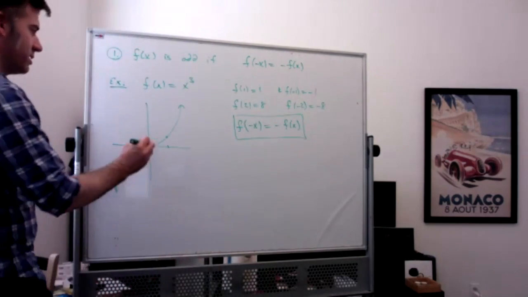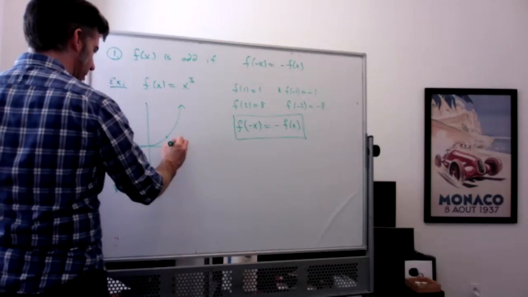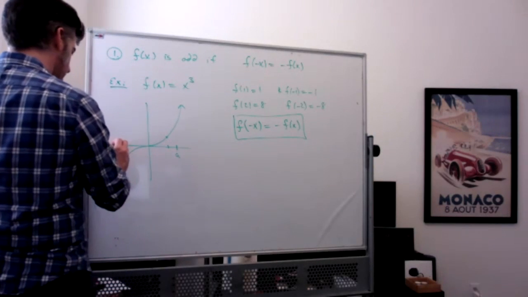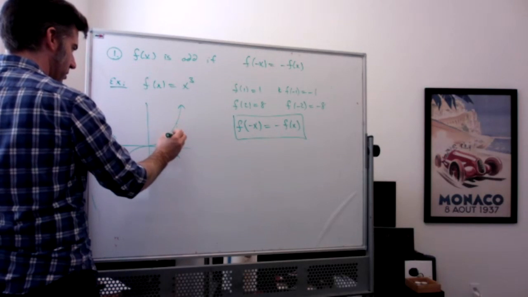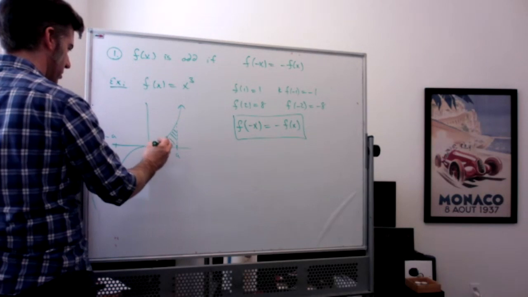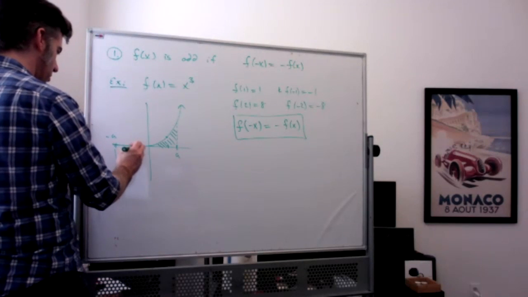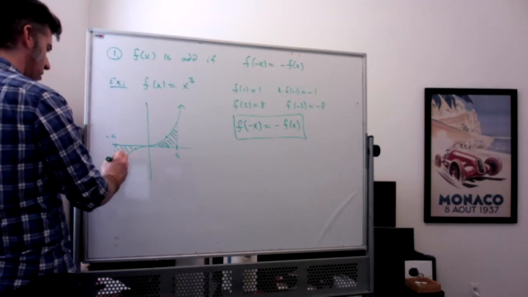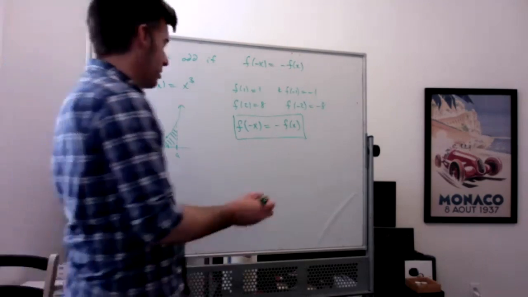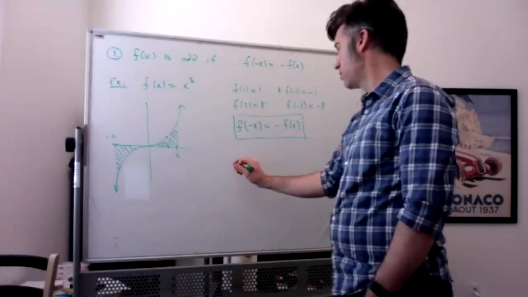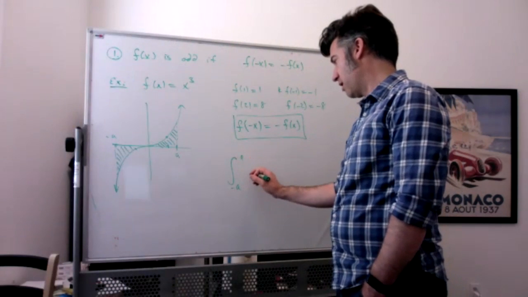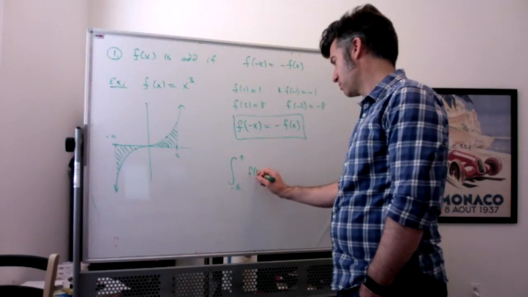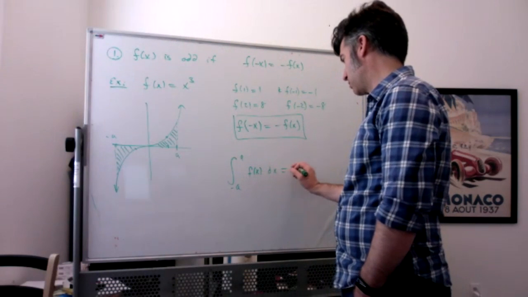You can also kind of see that if I pick some value here and a negative value here, the area here and the area here are going to cancel out. So if your function is odd, the integral from negative a to a of an odd function is going to be 0.